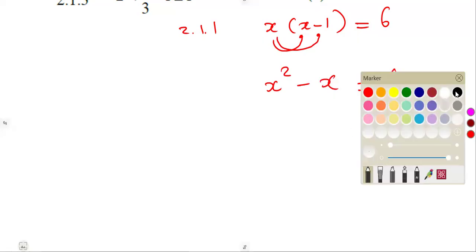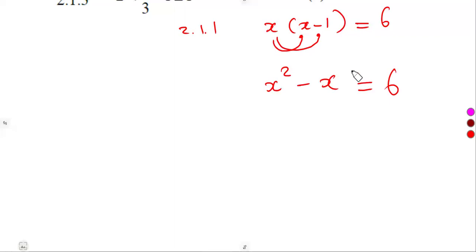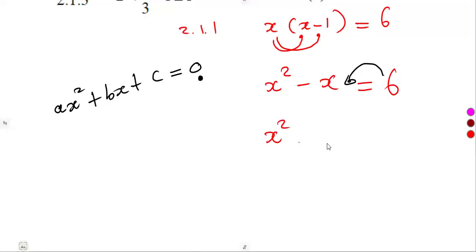What type of equation is this? We can now see it is raised to the exponent of 2, a quadratic equation. Remember, I talked about the format: ax squared plus bx plus c must be equal to 0. One of the sides must be equal to 0. So we take the 6 to the other side so that we've got a 0 there. That's x squared minus x minus 6 equals 0. The moment it jumps the equal sign, it will be a negative. That's a quadratic. Factorize.